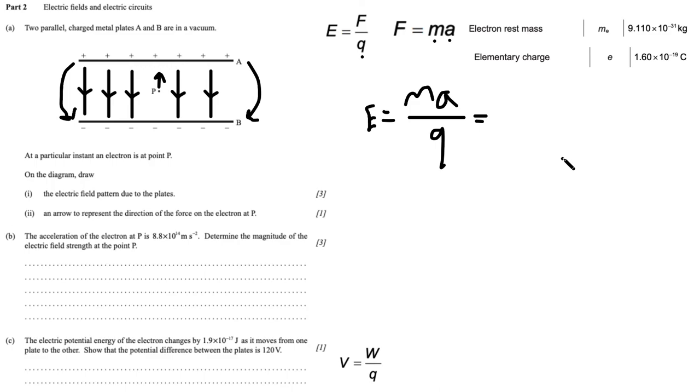So we're just going to grab our calculator. We're going to type in m, which is 9.11 times 10 to the negative 31. Then we're going to type in a, which is given, times 8.8 times 10 to the 14. That equals, and then we have to divide by 1.6 times 10 to the negative 19. There we go. We're going to get left with approximately, I'll write down approximately.